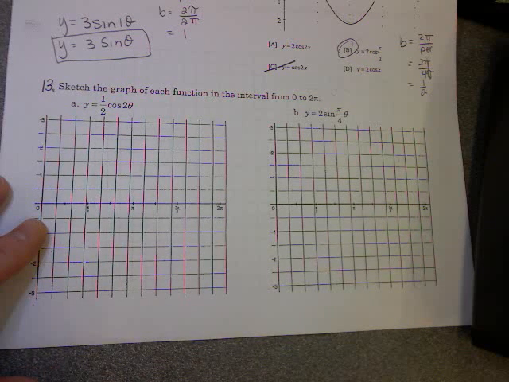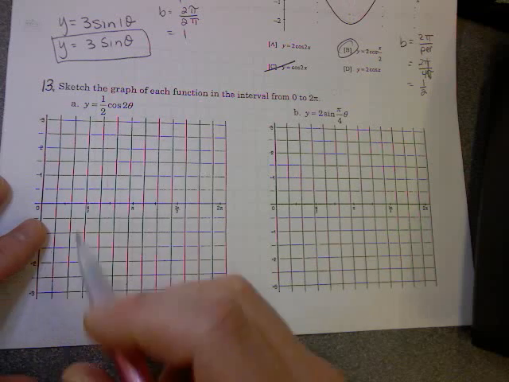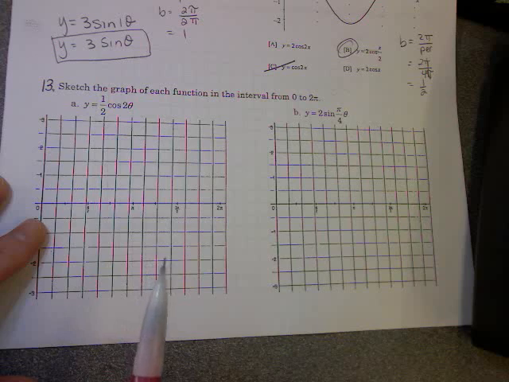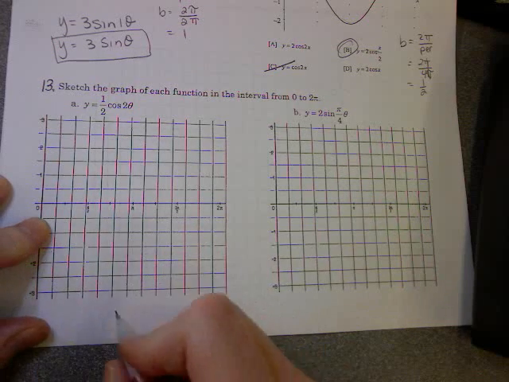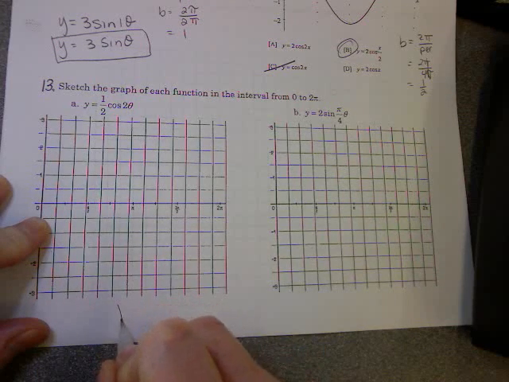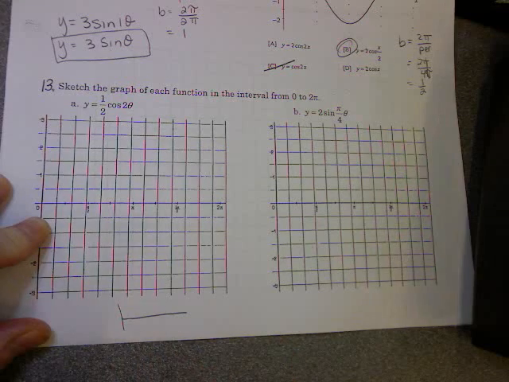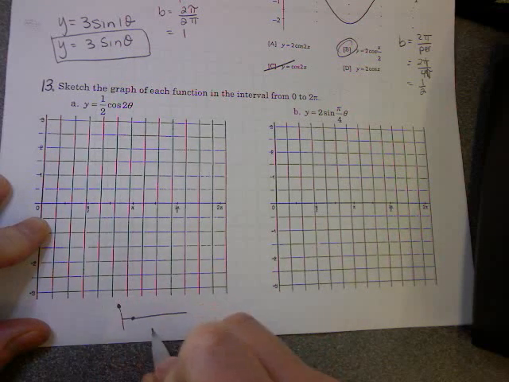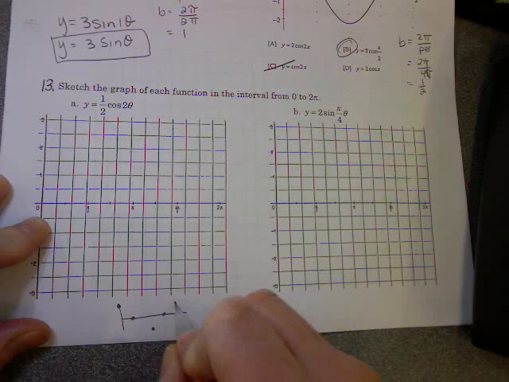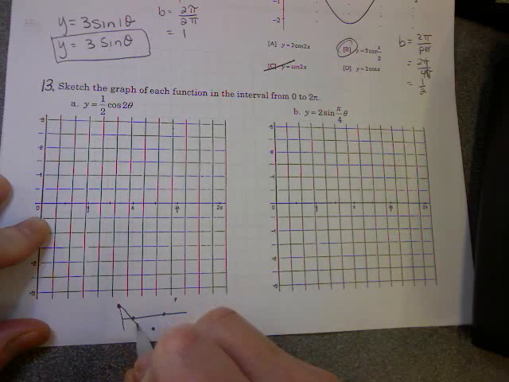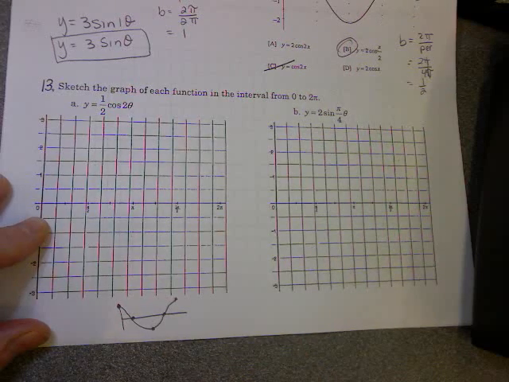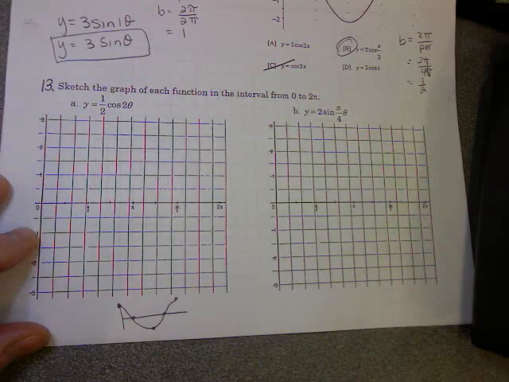Okay, in 13, we need to graph the function between 0 and 2 pi. So what we will do is sketch a graph that's not on the main graph. And we know it's a positive cosine, so we're going to start up, go to 0, go to the negative, go back up to the positive. So this is a general sketch of what our graph is going to look like. Now we just have to see how much of it is shown on this graph.